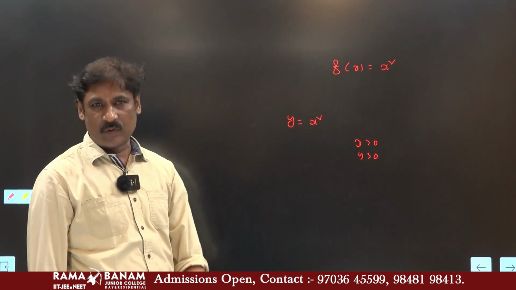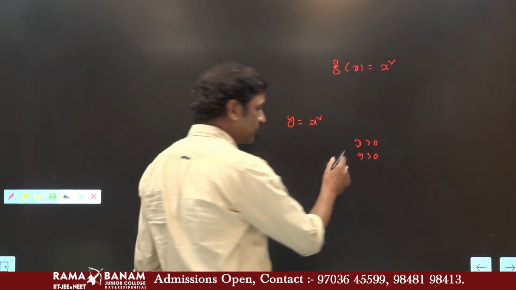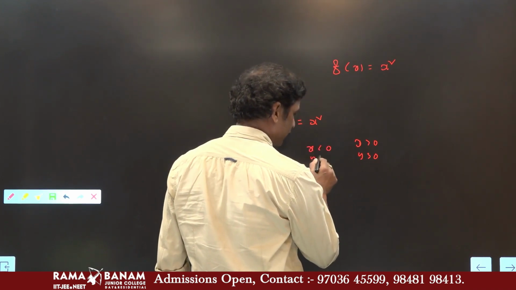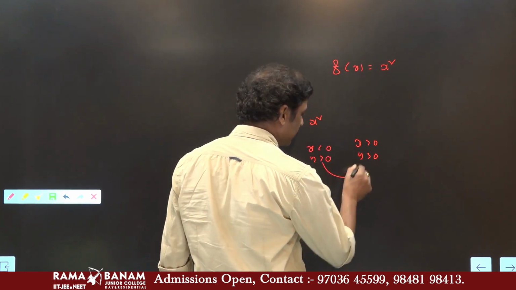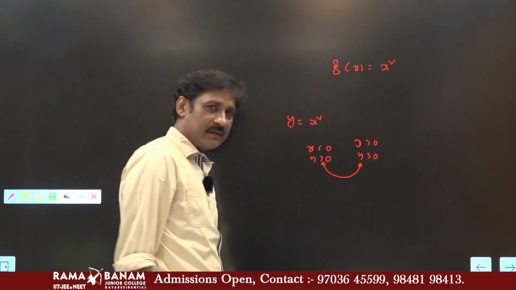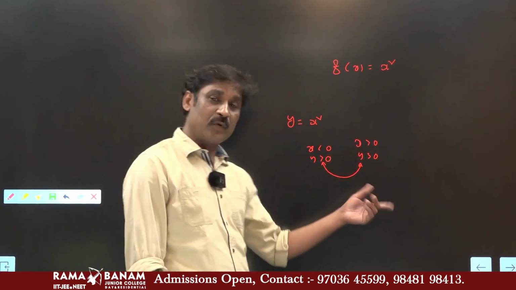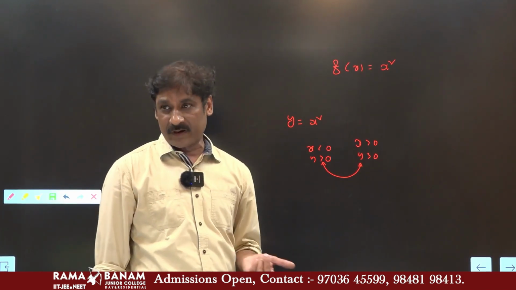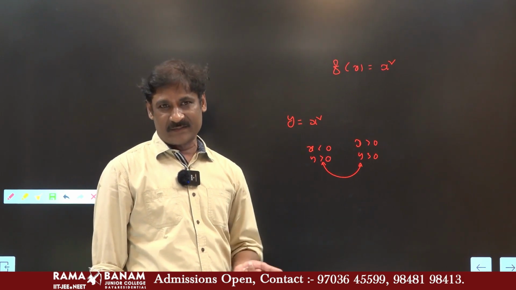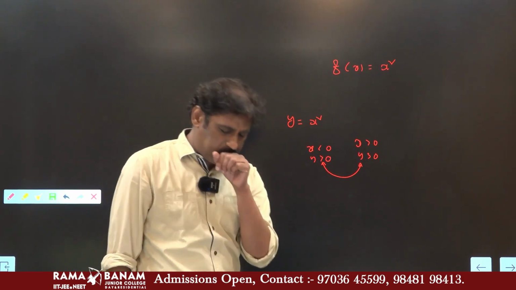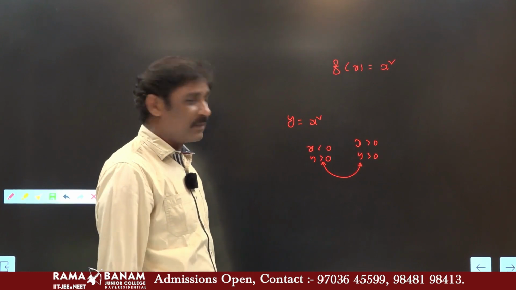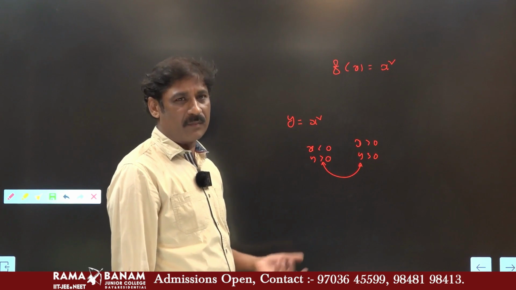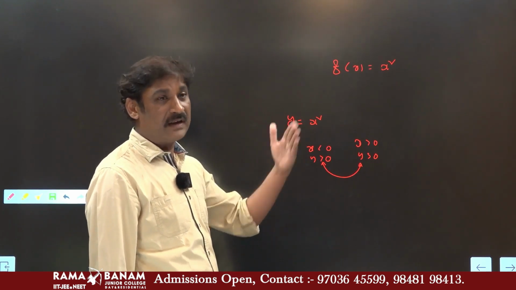How is the graph drawn? Just see this. When x is positive, y is positive, and when x is negative, y is also positive. Now y is always positive, so in which quadrant? x positive, y positive, plus plus, is the first quadrant. And x negative, y positive is the second quadrant. So as per this, the graph is completely above the x-axis because y is positive. The graph is completely above the x-axis.